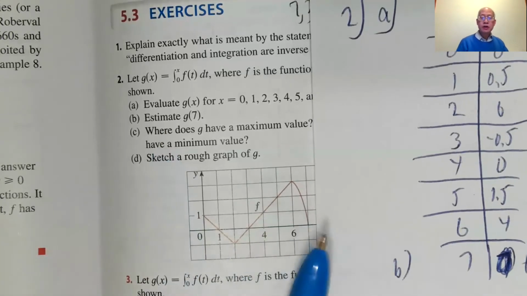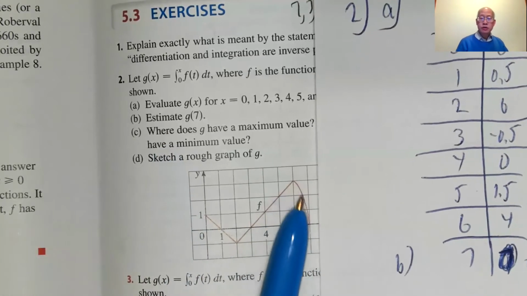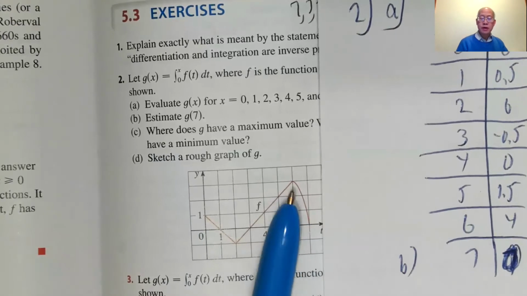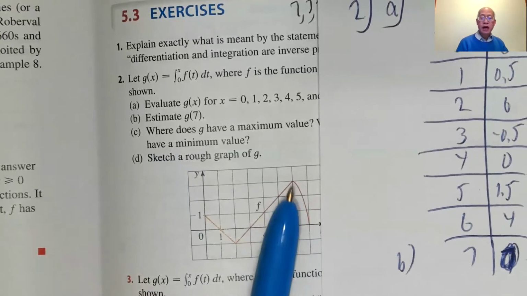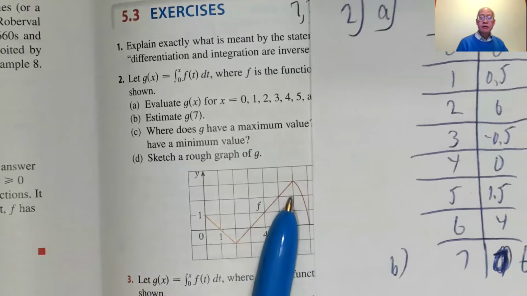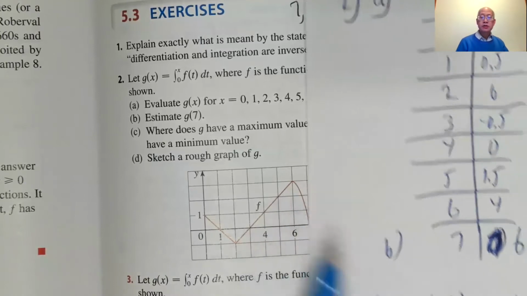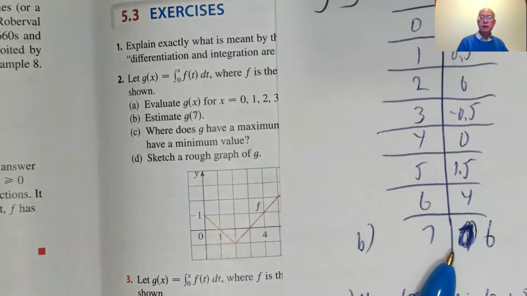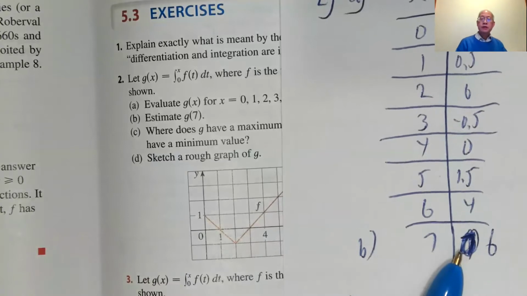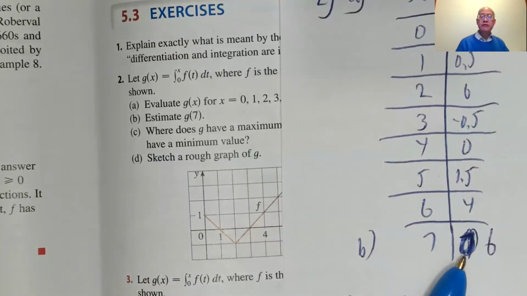Estimate g of 7. Well, if I drew a straight line from here to here, that would be half of 3 halves. But since it's curving like that, I would think it's a little bit more. So I'm going to say it's 2 more units. So that's why I put 6. So we're talking about an estimation for the integral, which is a net area.